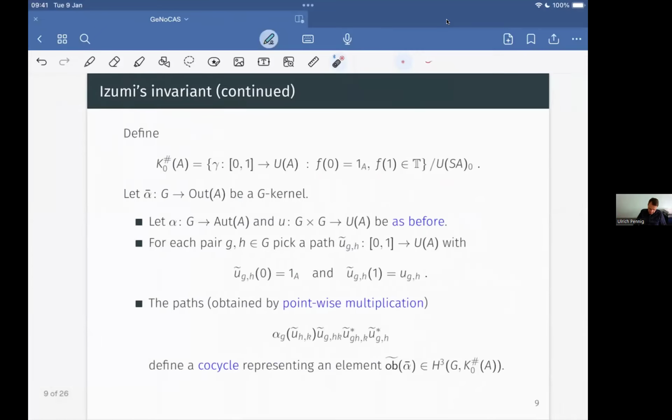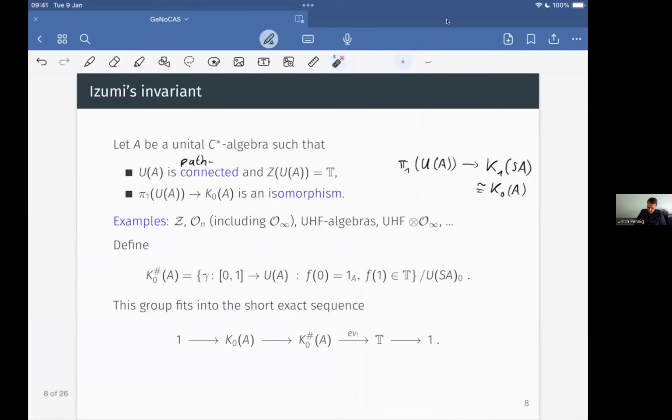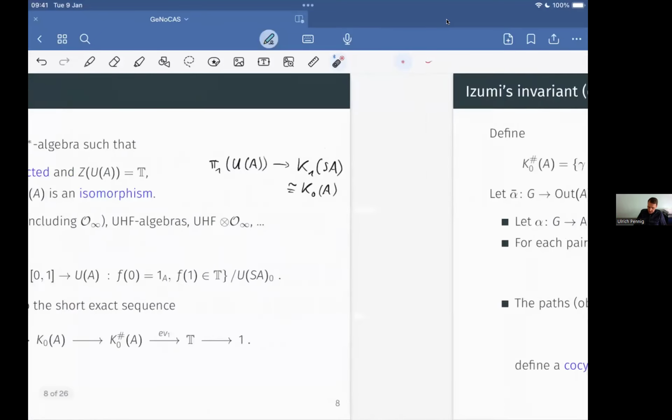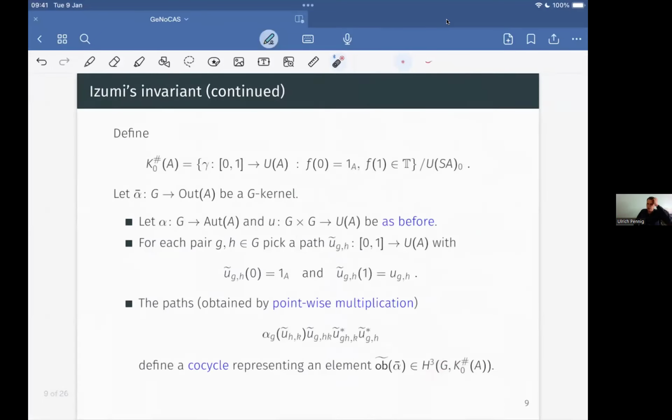Because I have this extension here. If I apply the evaluation map at 1 to this cocycle, I get back the previous obstruction. And then it also encodes an obstruction with coefficients in K0 of A that Izumi has studied before. So these are some of the lifting obstructions that came up in this context.